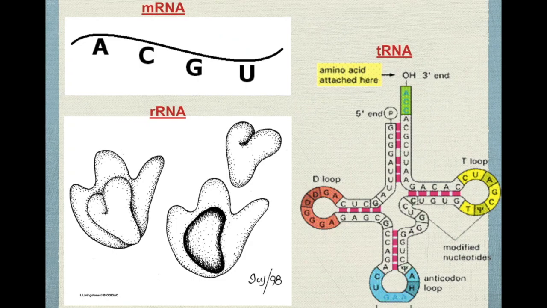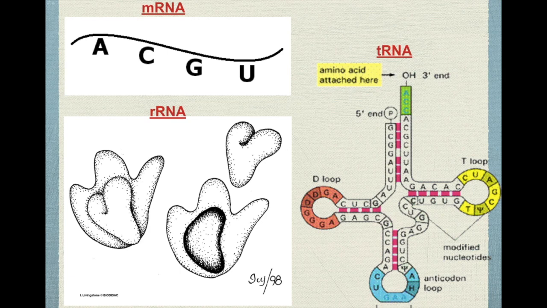Okay, here's a picture of the mRNA. You can see it's single strand. The rRNA, that little blob, that ribosome, and then the tRNA. And at the very bottom of the tRNA, you can see it says anticodon. And we're going to talk about this in class, that three little parts of the mRNA.